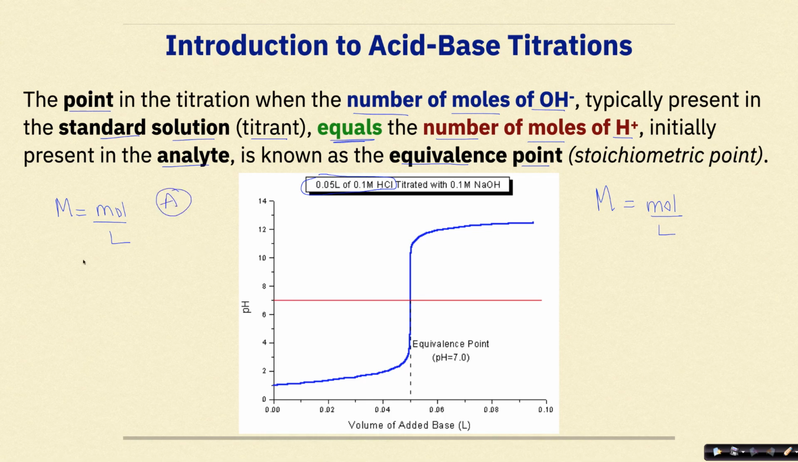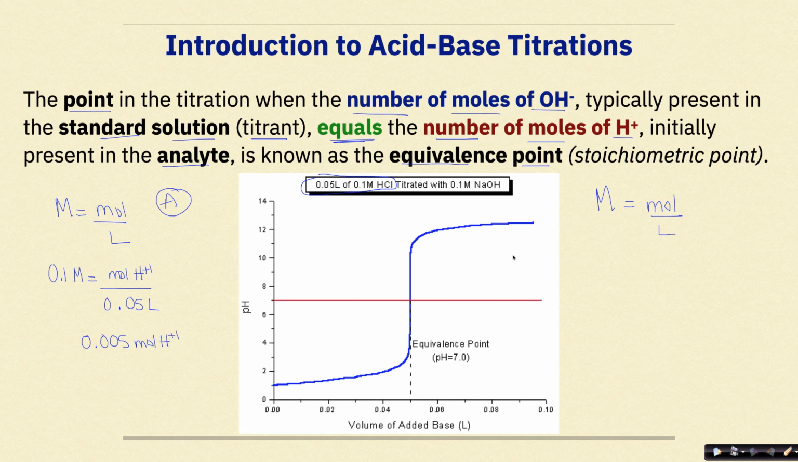A is for acid. So molarity is 0.1 molar is equal to moles, and this is our acid, so we'll say moles of H plus over our volume, which is 0.05 liters, right? And then we cross multiply these and it's all good in the world. And when we cross multiply them, we find that we have 0.005 moles of H plus.